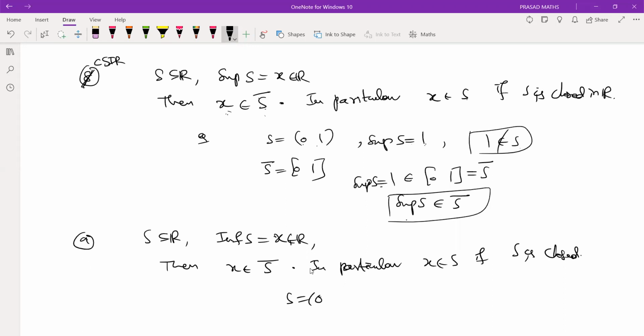Suppose you take the same set that you started with. What is the infimum? The infimum of S is 0. So 0 belongs to S closure. But what is S closure? The closed interval [0, 1]. So this is also a very, very important property.